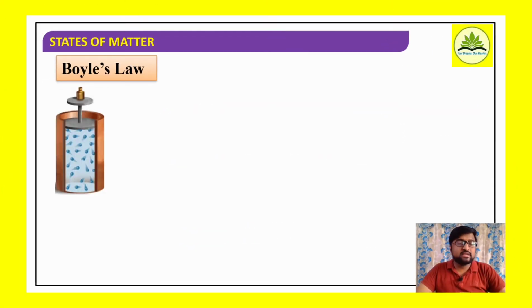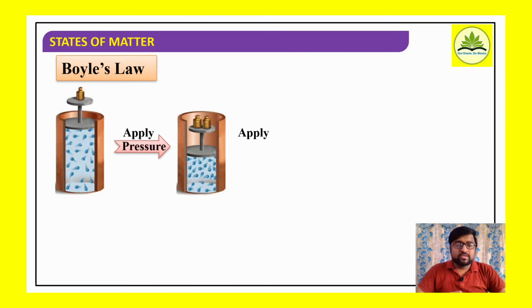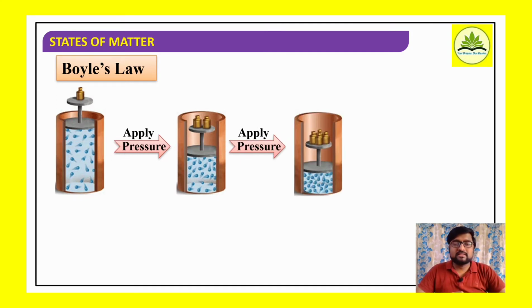We took a vessel filled with gas and fitted with a movable piston. When we apply pressure by moving the piston downwards, the volume of the gas decreases. So what is the relation? If you increase the pressure, the volume decreases.